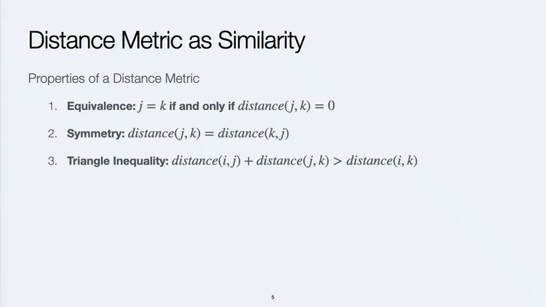And finally, the triangle inequality is really important to define a distance metric. If we have three points, I, J, and K, the distance between I and J plus the distance between J and K should be greater than the distance between I and K.